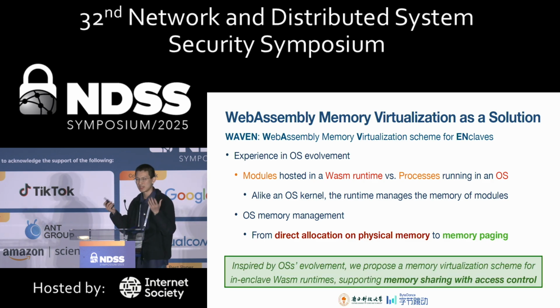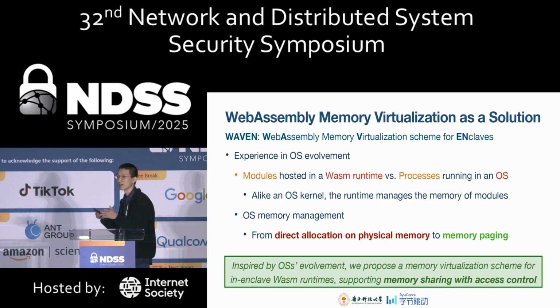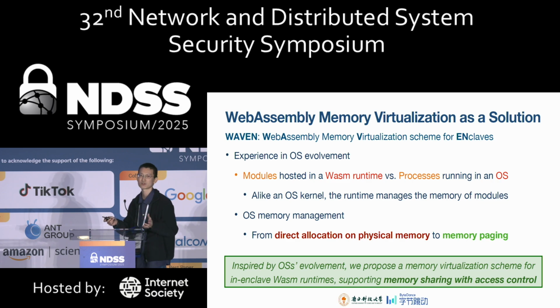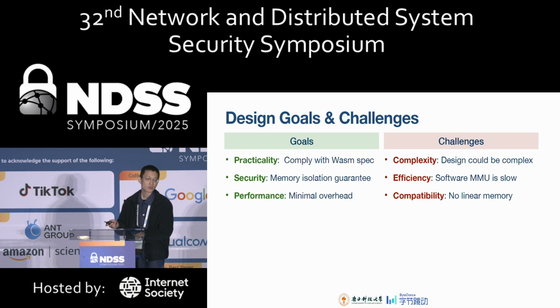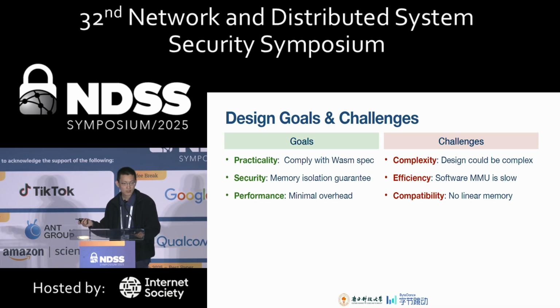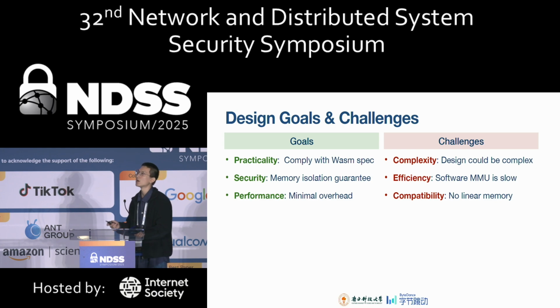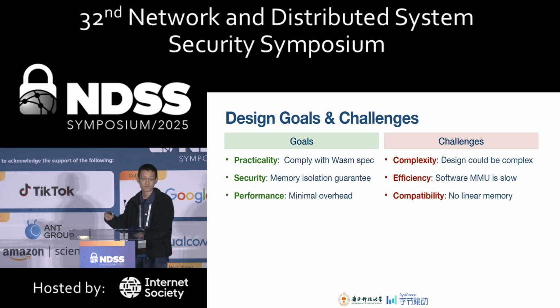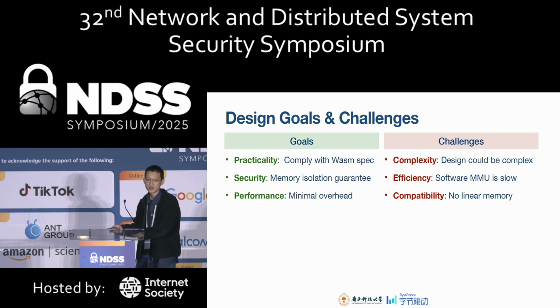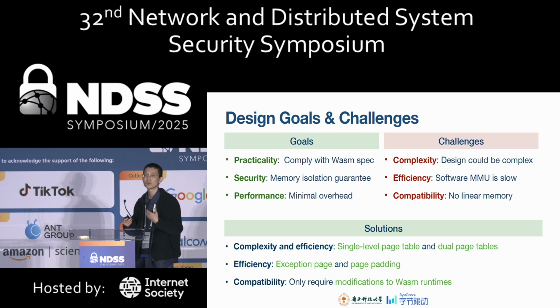Actually, we draw experience from OS memory management evolution. Modules running on a Wasm runtime are similar to processes running on an OS, and WAVEN provides memory virtualization for Wasm modules, similar to how an OS provides virtual memory for processes. WAVEN aims to be practical, secure, and performant. However, this is not easy to achieve. Designing a software MMU will face challenges like design complexity, efficiency, and compatibility. Here's an overview of what we do to overcome these challenges, and we will detail them next.